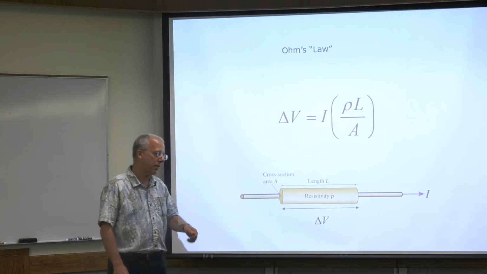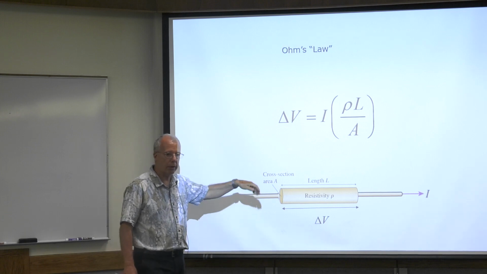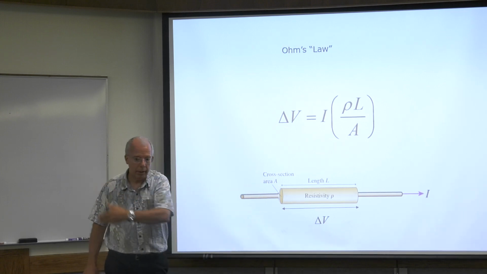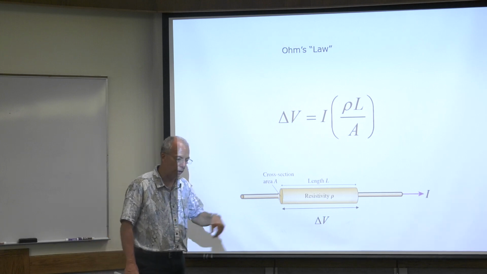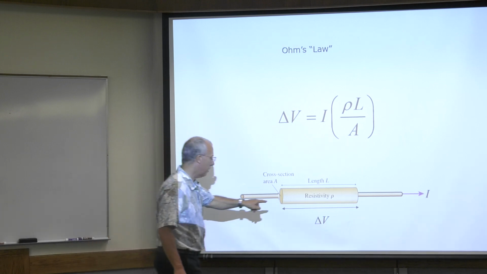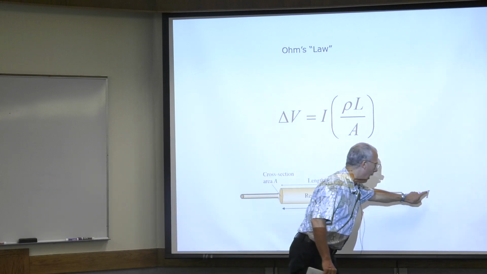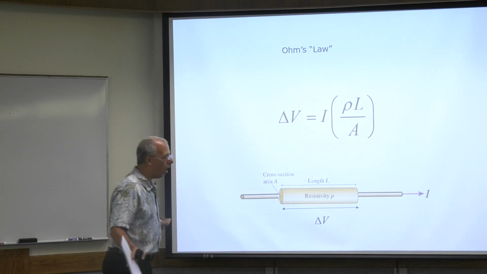If something has high resistivity, it's really hard for the charge carriers, let's be real, it's really hard for the electrons to plow through. If it has a small resistivity, it's easy for the electrons to plow through. So this depends on the material. And here's the conventional current I. So this is Ohm's law.